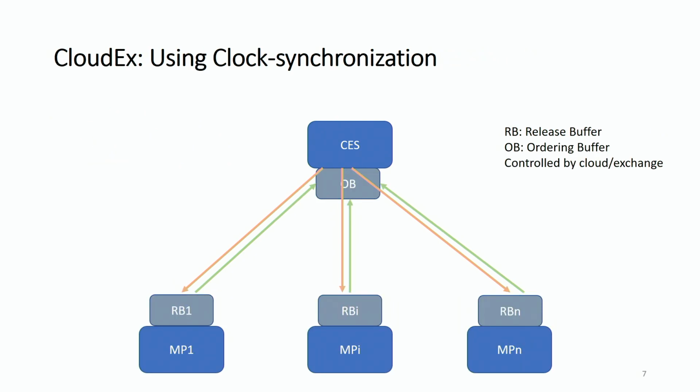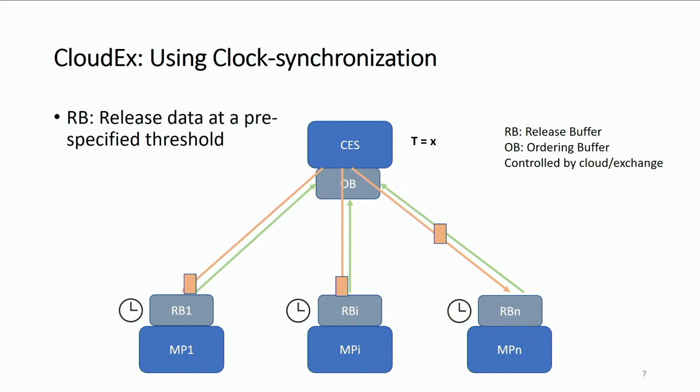Recently, there's a proposal called CloudEx, which proposes using clock synchronization to achieve simultaneous delivery of data in the cloud. The solution works as follows. Corresponding to each participant, there's a co-located release buffer. These release buffers are clock synchronized and responsible for releasing the market data simultaneously. In particular, market data generated at a particular time is released by these release buffers at a later pre-specified threshold.